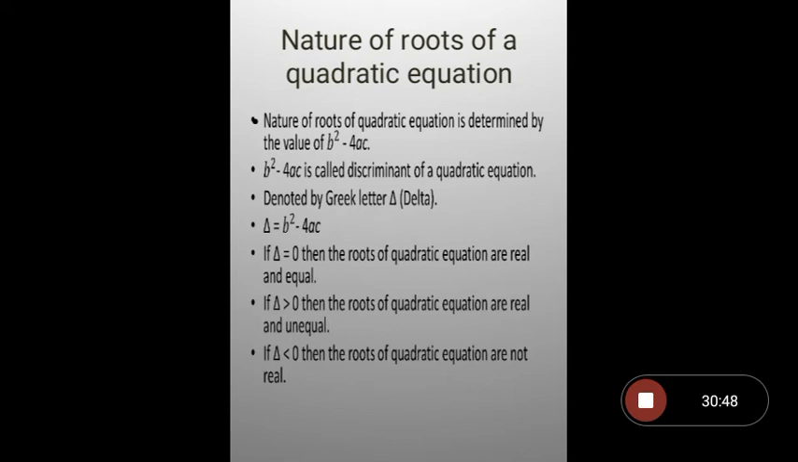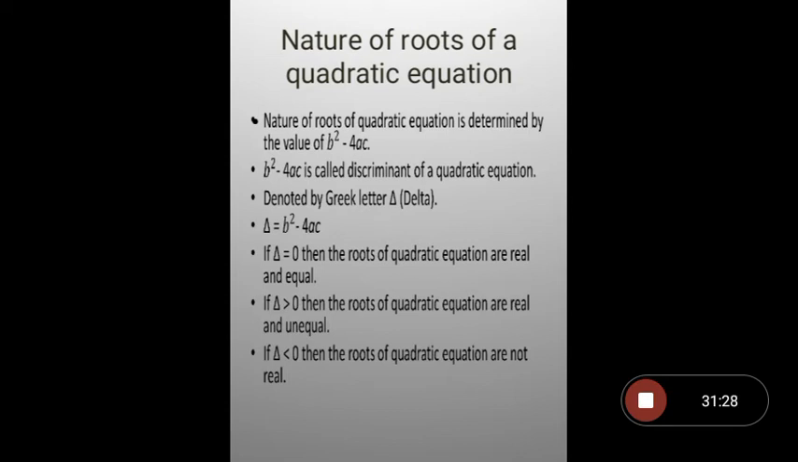It is decided by the value of b square minus 4ac. In the previous video, we saw solving a quadratic equation by using the formula method, that is, x is equals to minus b plus minus root b square minus 4ac upon 2a. In this formula, the value inside the root, that means b square minus 4ac, decides the nature. If the value is positive, then which kind of nature? If the value is negative, then what will be the nature? If the value is 0, then what happens?